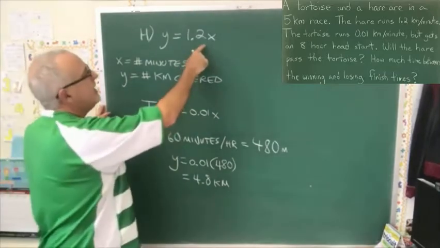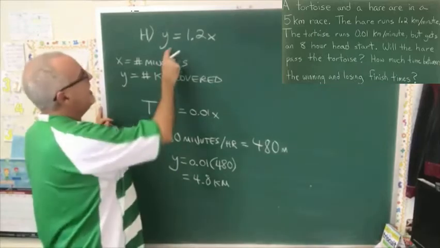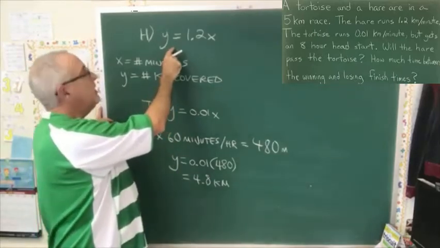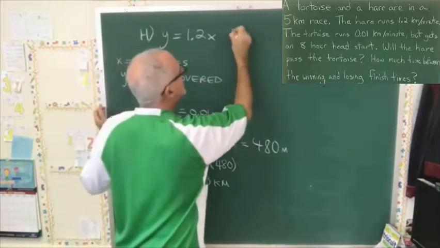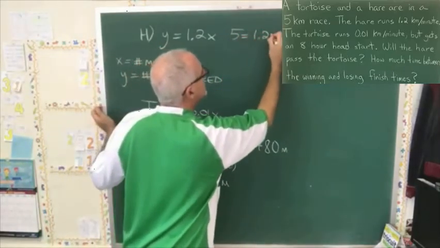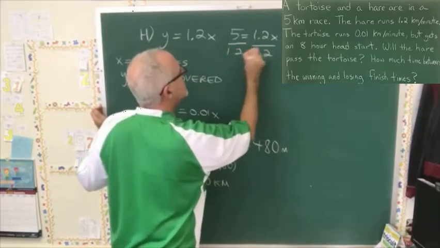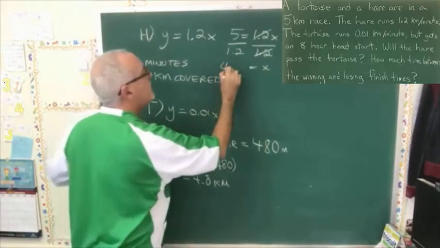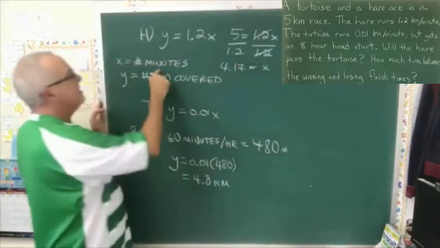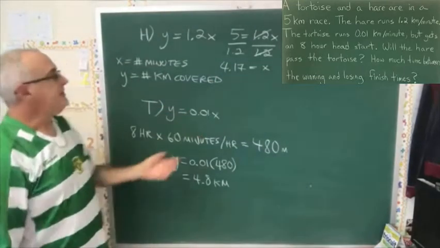Now let's work with the hare some more. The hare has to cover 5 kilometers. So I'm going to put y equals 5 into that equation. I have 5 equals 1.2x. I divide both sides by 1.2. These cancel. X is equal to 4.17. And x is a number of minutes. The hare is taking 4.17 minutes to cross the finish line.